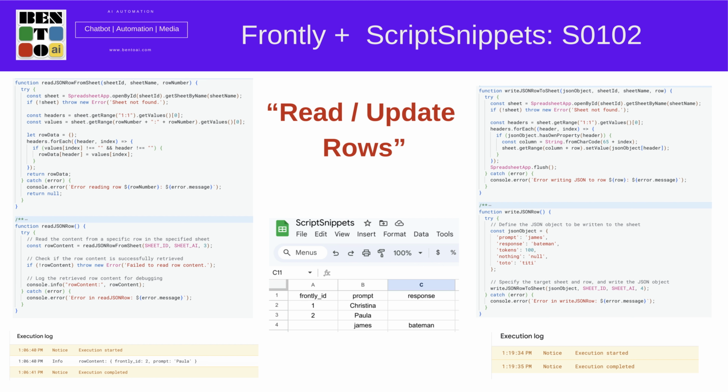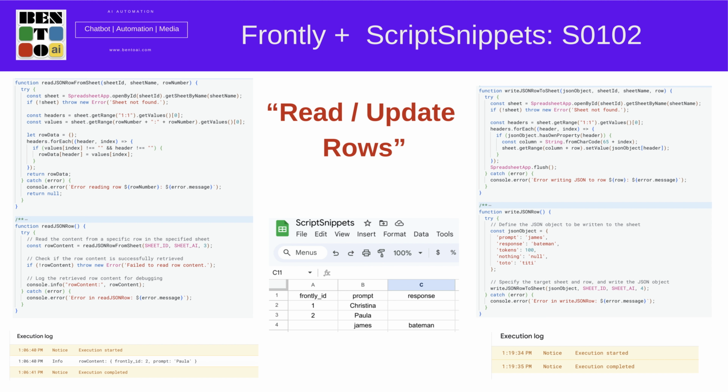For adding or updating data in your sheet, you use writeJSONRowToSheet. This function takes the data you formatted as a JSON object and puts it into the specified row in your sheet. It's like filling in a form electronically. You put each piece of information into the right field.